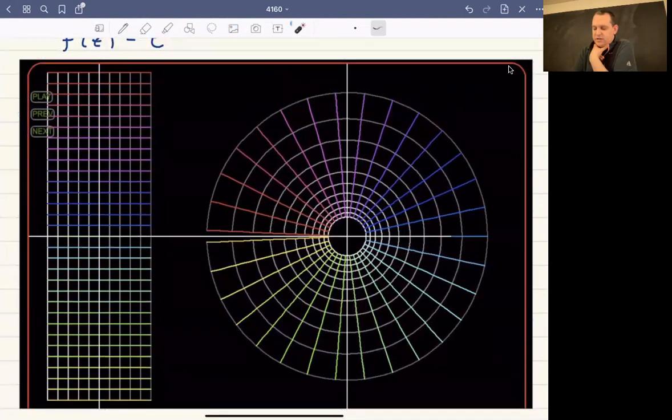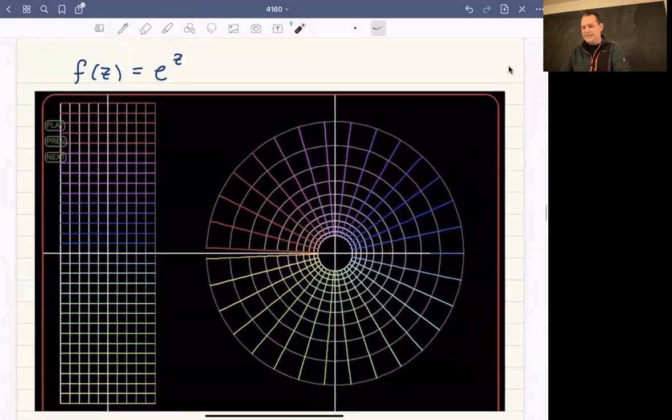And you can tell that each of these grid lines, over here, are very clearly right angles. Over here, these are also all meeting at right angles, right? If we were to look at any of these angles here, that would be a right angle. Okay, and so on. So this is f of z is e to the z.